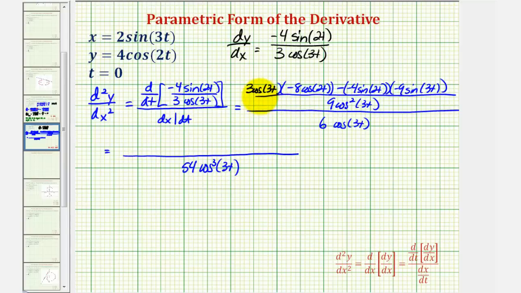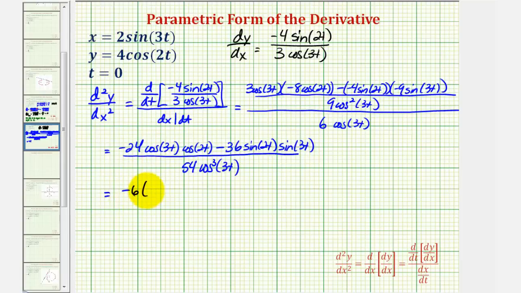Now looking at the numerator, notice how the angles of these cosines are different. So we'll have negative 24 cosine 3t cosine 2t. And here we have minus and then a negative here and a negative here, so it's still going to be minus 36 sine 2t sine 3t. Now looking at the coefficients, 24, 36, and 54 share a common factor of 6. So for the next step, I'm going to go ahead and factor out our negative 6 from the numerator.